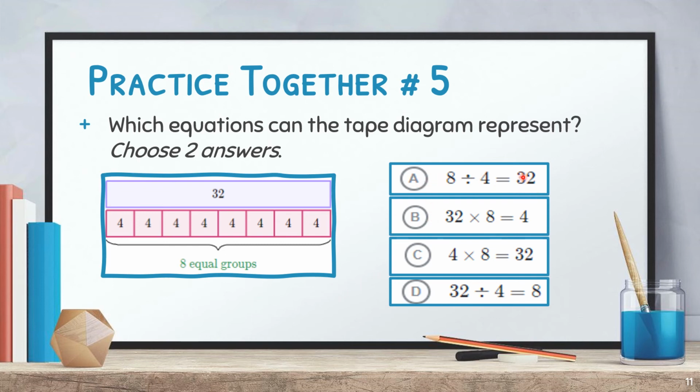8 divided by 4 equals 32, wrong. 32 times 8 equals 4, again, that's incorrect. So what about C? 4 times 8 equals 32? Yes, that is correct. So we would answer C. And then 32 divided by 4 equals 8, again, that's correct. So C and D would be your answers.